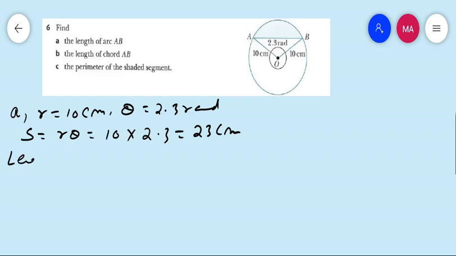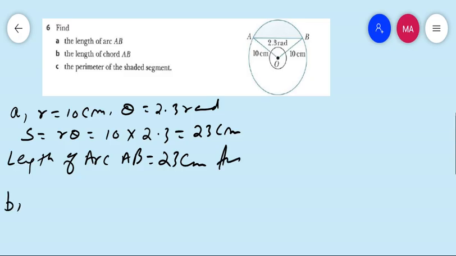So length of arc AB is 23 centimeter. This is the answer of part A. Come to part B. The length of chord AB. So we have to find this length, chord AB, this one. How to find this length?